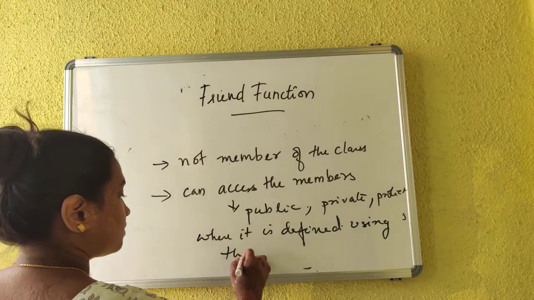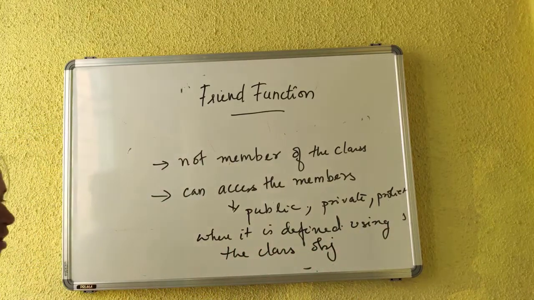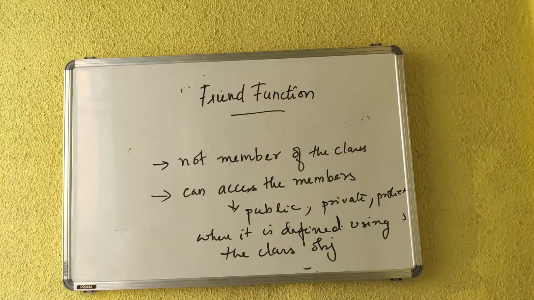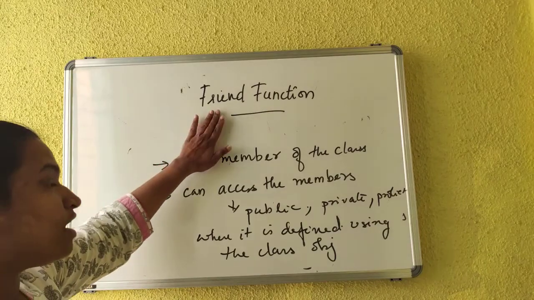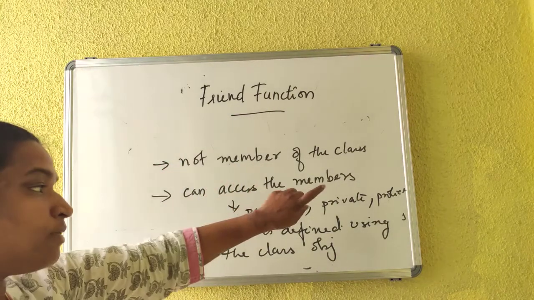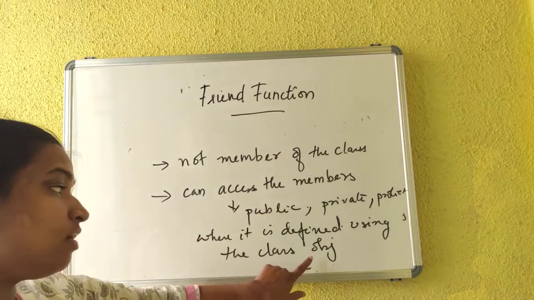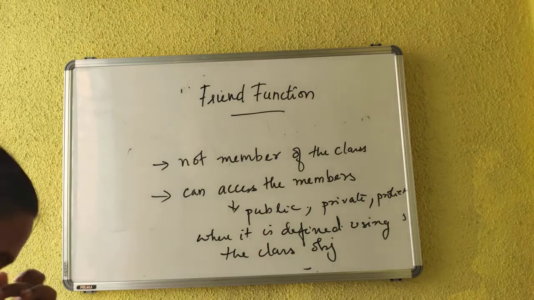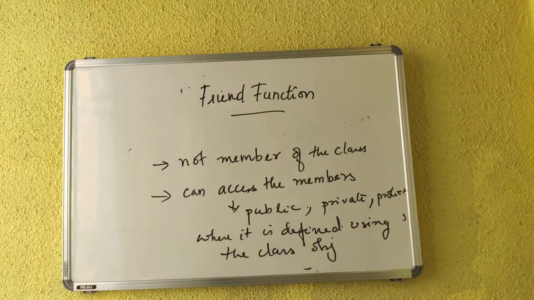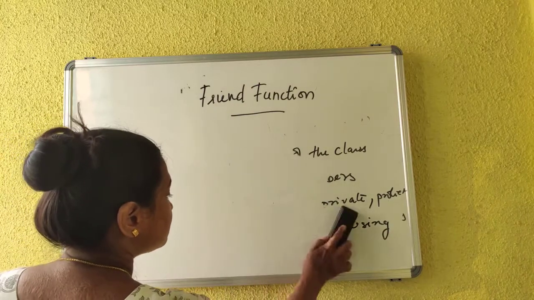Yes, using the class object. This is an important concept, because till now we were learning that private members cannot be accessed outside the class. But now a friend function, even though it is not a member of the class, if it is defined inside a particular class, it can access all the members of the class using a class object. That is an important point. I'll show you examples of how it performs, then you will understand it better.